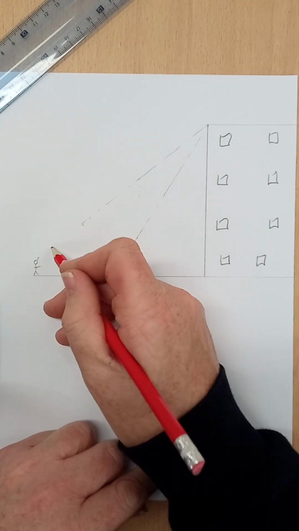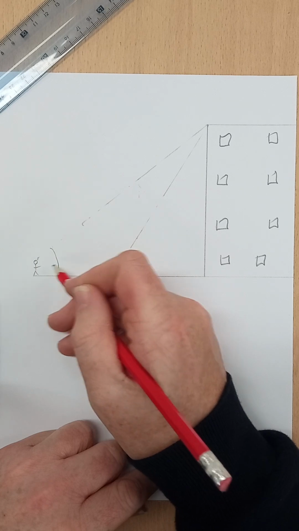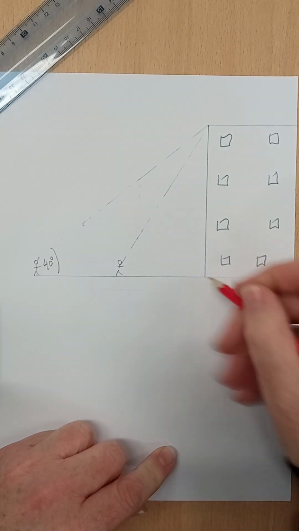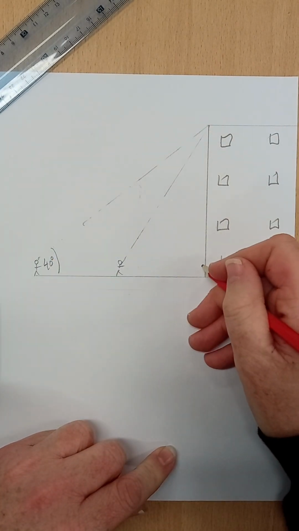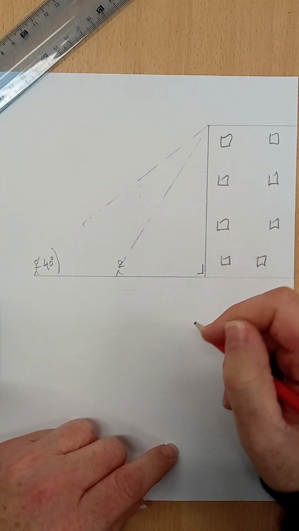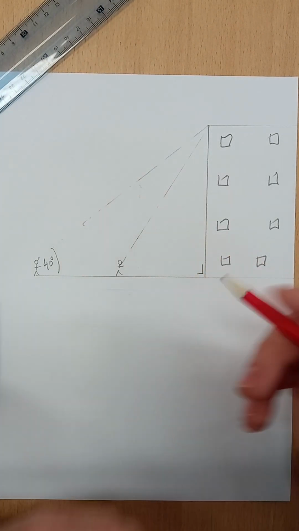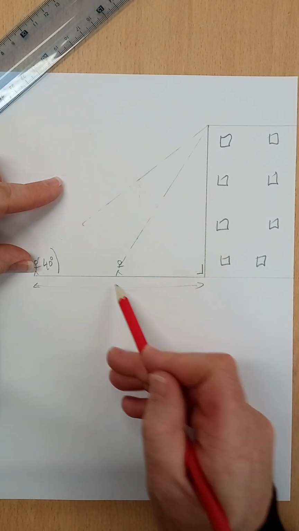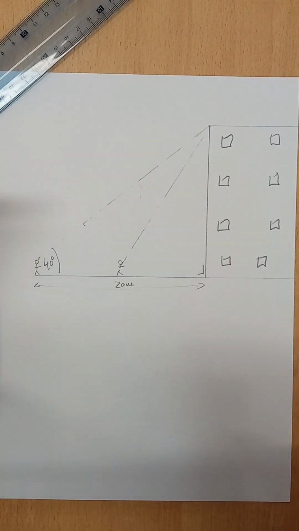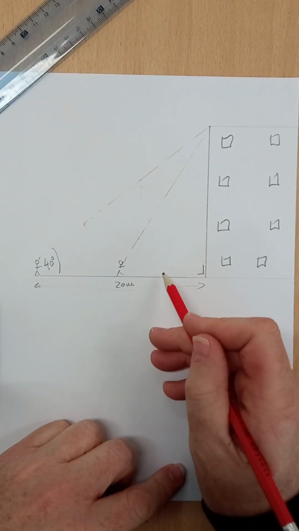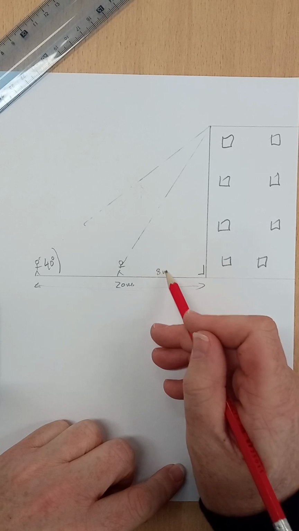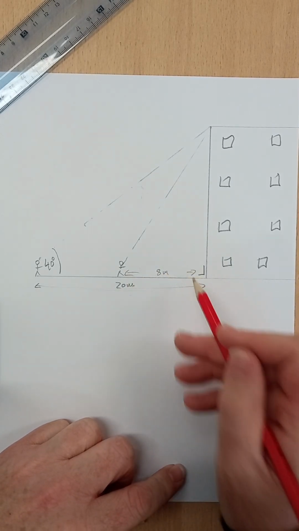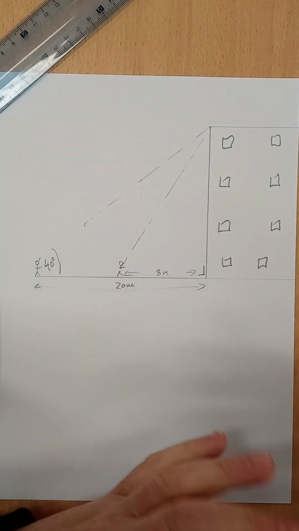Now, this person, the angle at which he's looking up is 40 degrees. Obviously, it's a building, so it's straight up and down. That's 90 degrees. And we have a bit of information. The distance from him to the building is 20 meters. So, we also know the distance from the other person to the building. He's 8 meters away from the building. And what we'd like to work out is the height of the building.